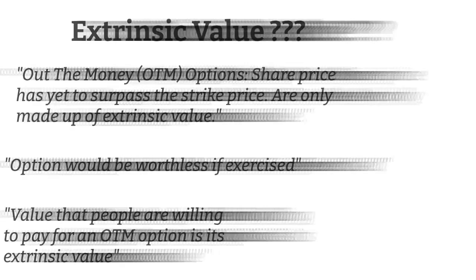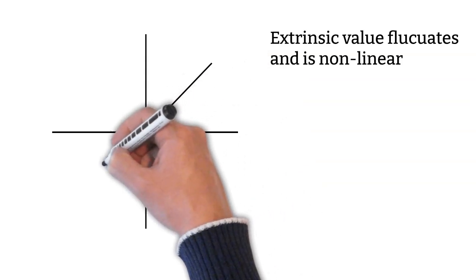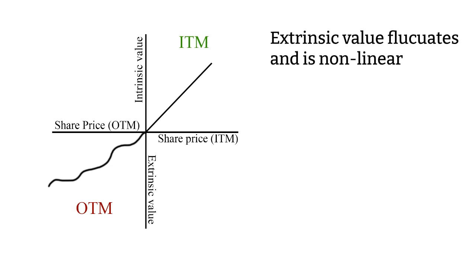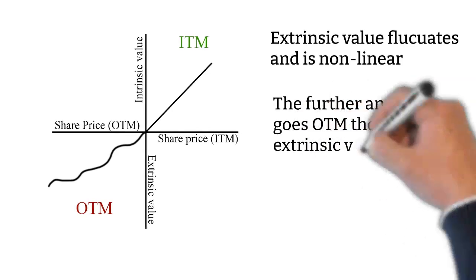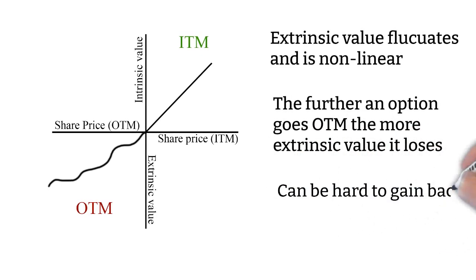value of the option. To add another layer to extrinsic value, unlike intrinsic value, which is linear, extrinsic value is variable and will fluctuate throughout the life of your option. If you have an option contract that is out of the money and the underlying share price continues to fluctuate but stays out of the money, then it's really hard to say what the extrinsic value is going to be, even if it goes back to the previous price that it was trading at.